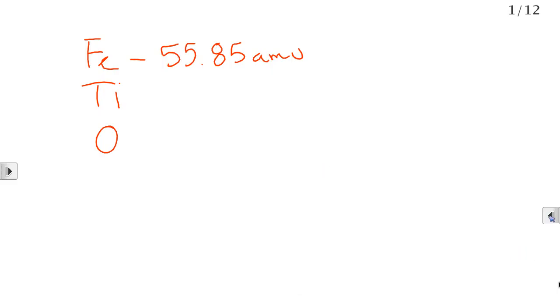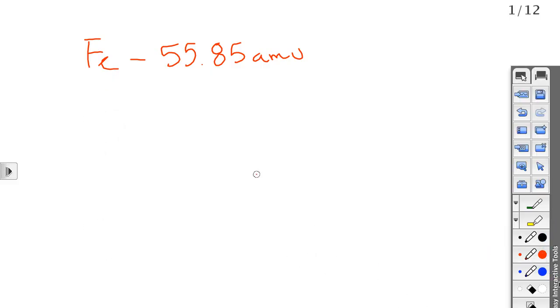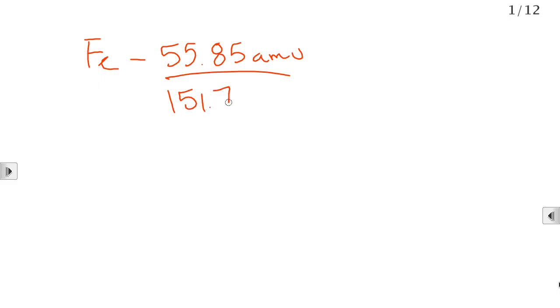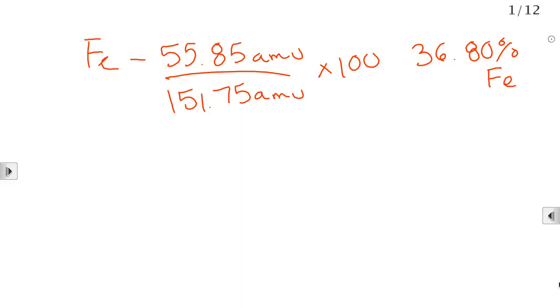What was the total mass? 151 point what? 75. Cool. And so, is that the part that's iron? Is that the whole thing? You just do that and you multiply by 100. And that will be your percent iron. So if I divide 55.85 by my answer, I get 36.80% iron. Now my units cancel. When you divide, your units cancel. So this should be percentage at this point.